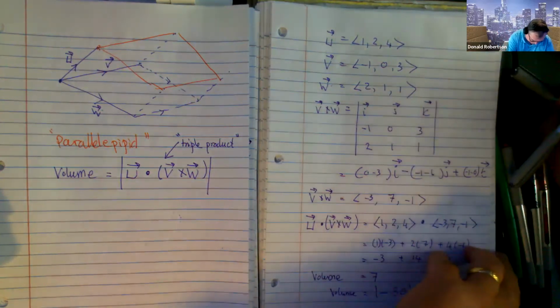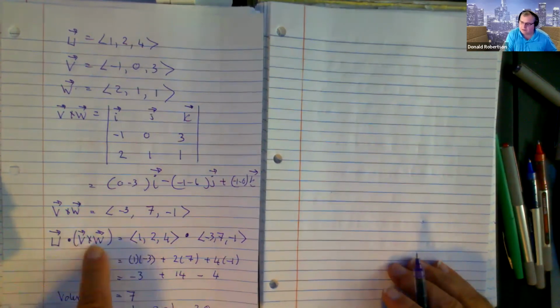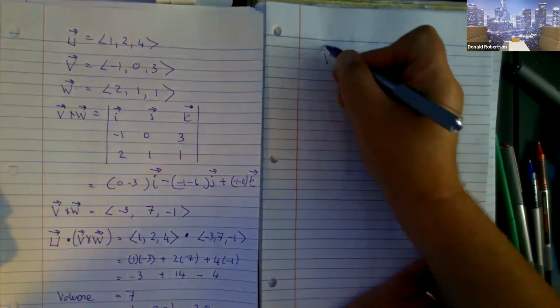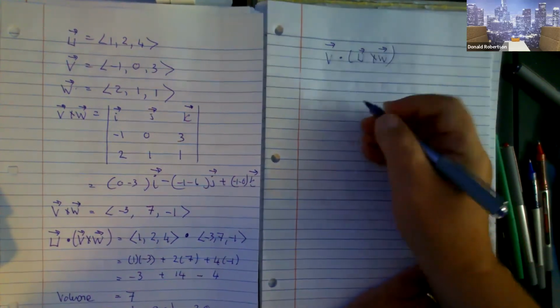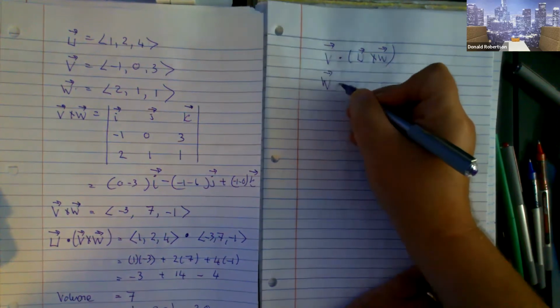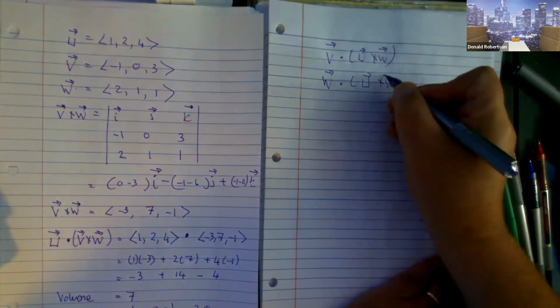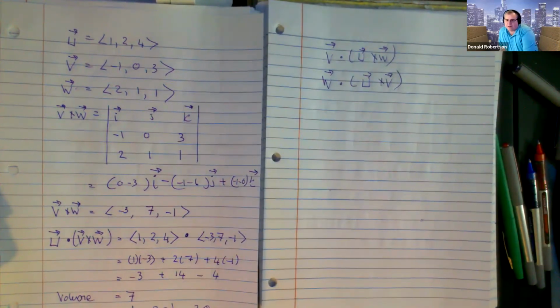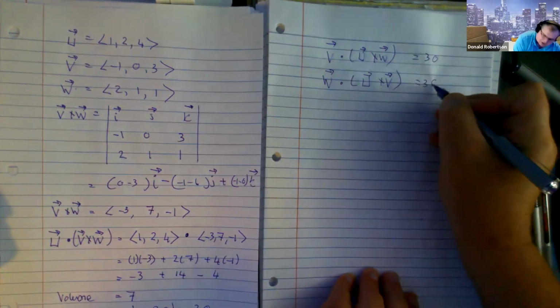Here is some interesting property about what we just did. I did U dot V cross W, right? If I had done V dot U cross W or W dot U cross V, although each one of them would generate different vectors, do you know the final answer in each case would be the same?